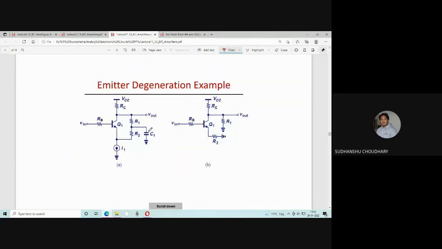Now let us consider this example. Let us say this is my complex circuit for which I want to calculate the gain and input and output impedance, right? So for this circuit, how to find out? Again, we would like to do two things here. First thing is that we want to simplify this circuit.